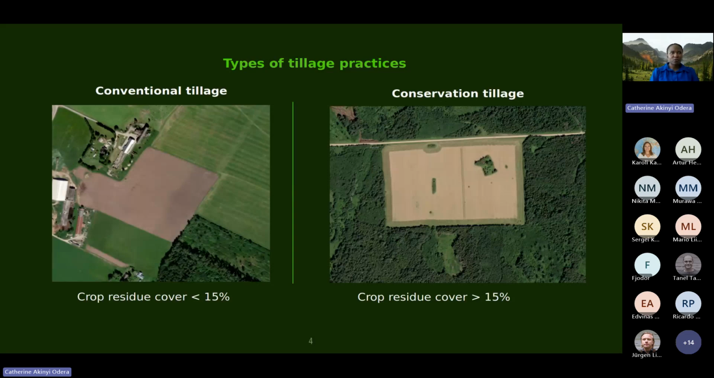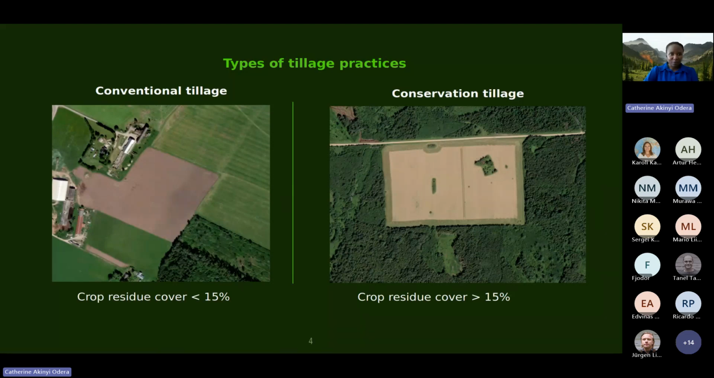Zero tillage is also famously known as direct seeding. You will hear it being referred to as direct seeding, but basically it's zero tillage, meaning after harvesting, the farmer doesn't undertake any type of manipulation to the soil. They just sow directly into the soil without even manipulating the soil in any way.